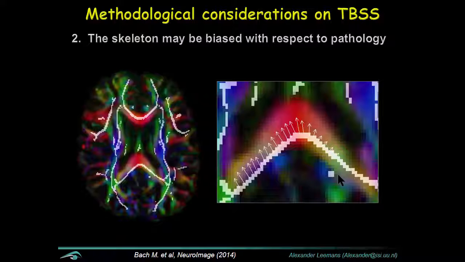But what happens if you've got pathology? Well, in that case, let's just simulate some pathology. There you go. The FA typically drops. You see a lower FA value. But that means that if you do the projection step again, the locally maximal FA value may actually be in a different location. So the anatomical correspondence may be mismatched due to the effect of interest. So by design, you will not be able to find your effect of interest, potentially. Okay? So this is something to also be aware of.